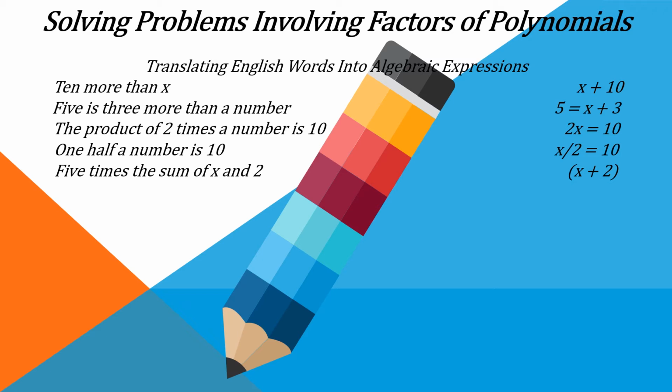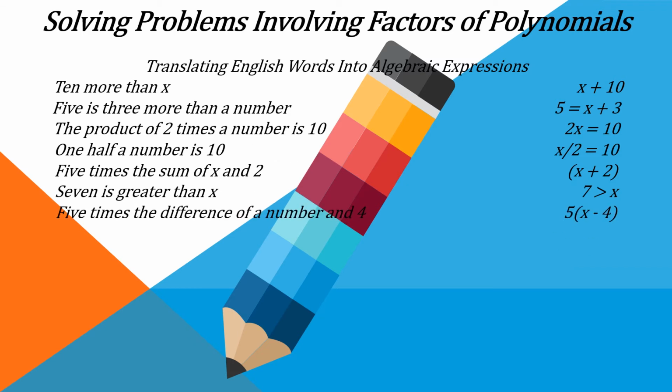5 times the sum of x and 2. So, this time, it involves a quantity or bracket. 5 times the sum of x and 2. So, we need to multiply 5 times the sum of x and 2. 7 is greater than x. Now we are using the greater than. So 7 is greater than x.